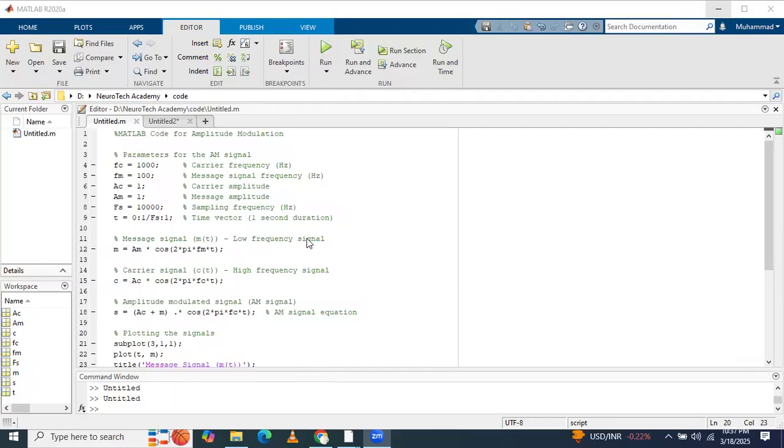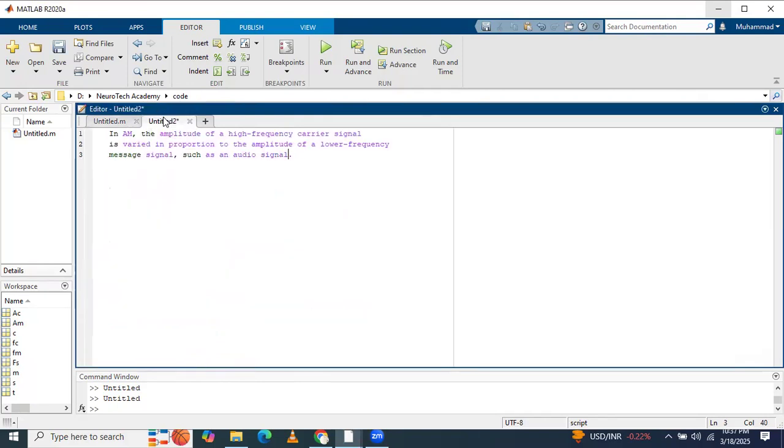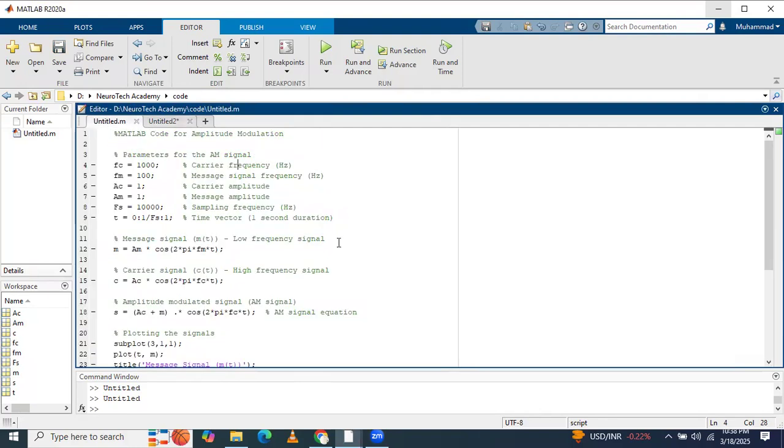Dear friends, in this video, we will learn MATLAB code for amplitude modulation. So first of all, you should learn what is an amplitude modulation. In amplitude modulation, the amplitude of the high frequency carrier signal is varied in proportion to the amplitude of the lower frequency message signal. So I have to define two signals.